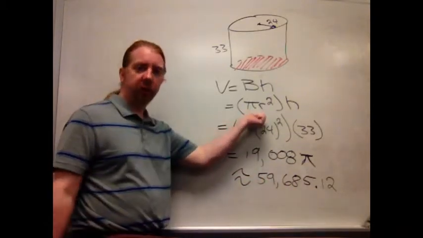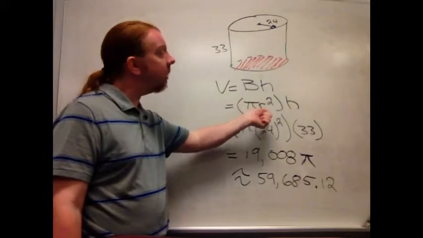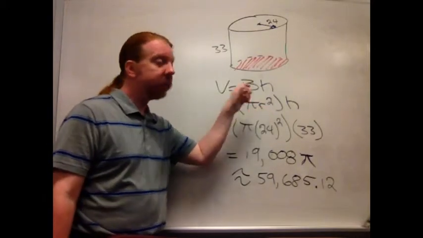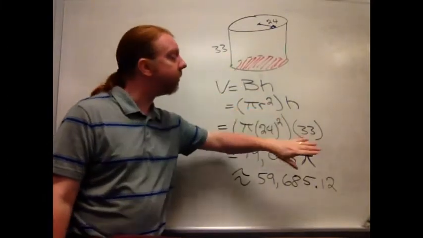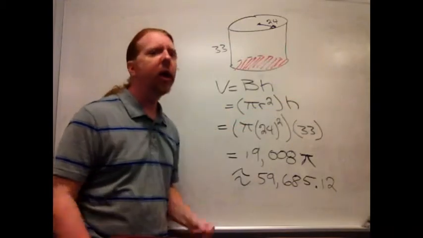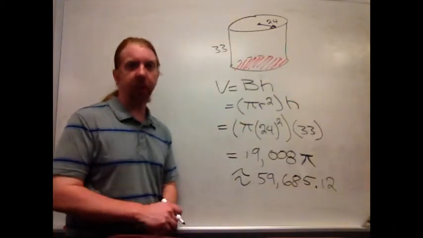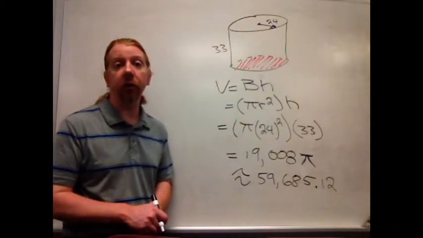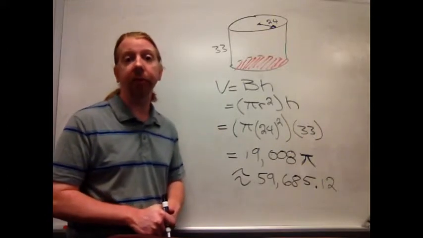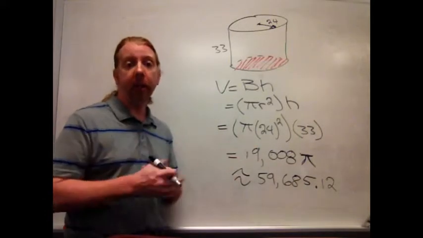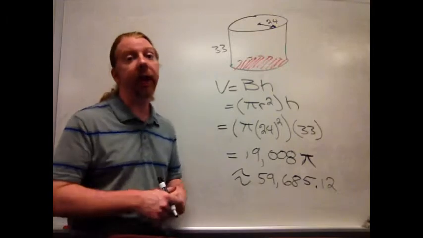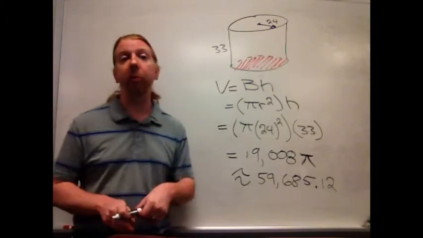Again, for cylinders, you want to focus on area of the base, capital B, which in this case is a circle, pi r squared, and then the height. Again, knowing the basic formulas for geometry, such as the area of a circle, circumference, area of a triangle, etc., are pretty much the critical skills you need to have in this chapter if you're going to be successful moving forward.